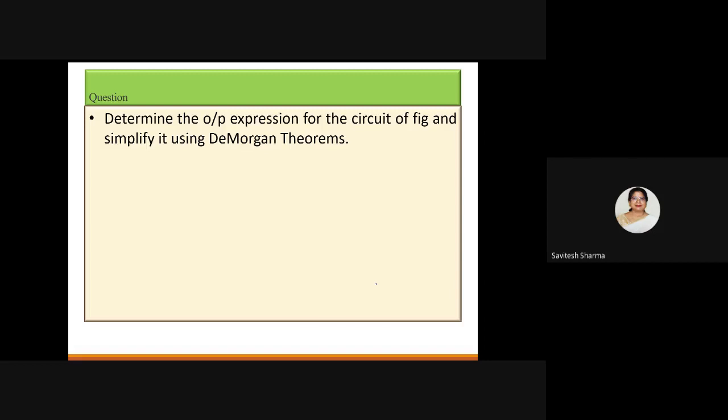Next is: determine the output expression for the circuit of the figure and simplify it using De Morgan theorem. So the given figure is this, and it is asking you to apply the De Morgan theorem. What were the De Morgan theorems? The first says that (A dot B) complement is equal to A complement plus B complement. This was the first De Morgan theorem. The second De Morgan theorem was (A plus B) complement is equal to A complement dot B complement. These were the De Morgan theorems.